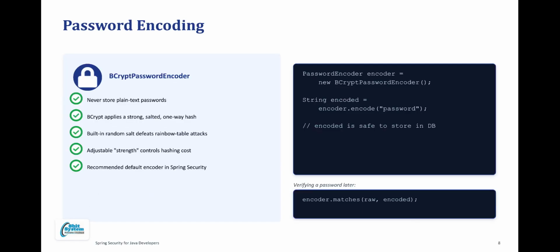Let's talk passwords. Never store them as plain text. Spring Security's go-to tool is BCryptPasswordEncoder, a strong salted one-way hash. So identical passwords still produce different results, defeating rainbow table attacks. In code, create the encoder, call the encode method to hash before saving, and later call the matches method to verify a login attempt against that hash.